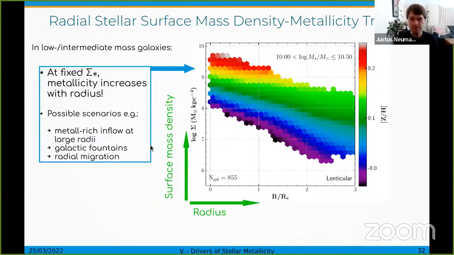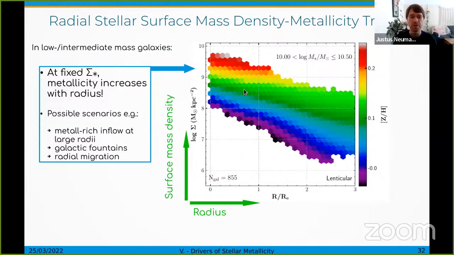This is shown here. This is now just to show you one example: lenticular galaxies of intermediate masses. In this plot are 855 galaxies, local regions across these 800 galaxies. We plot the surface mass density against the radius, which has a negative gradient, of course, from the inner part of galaxies towards the outside. But we color code this, importantly, with the average metallicity in each part.